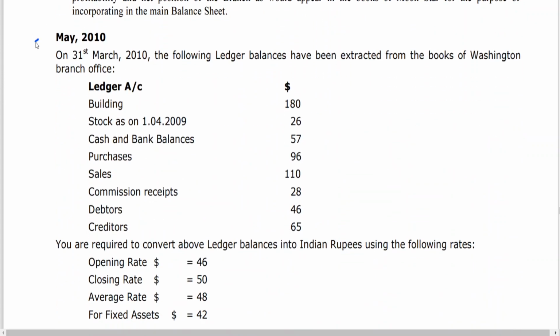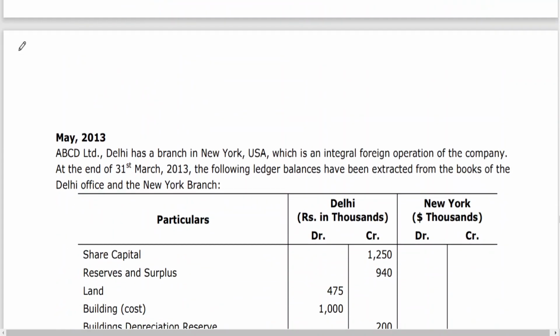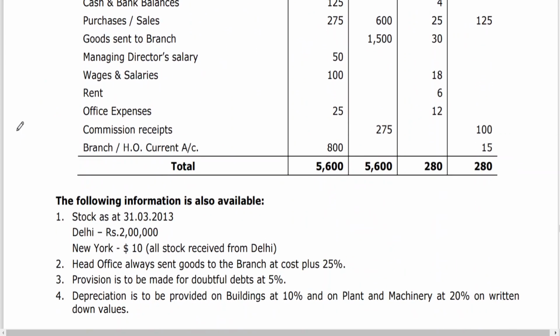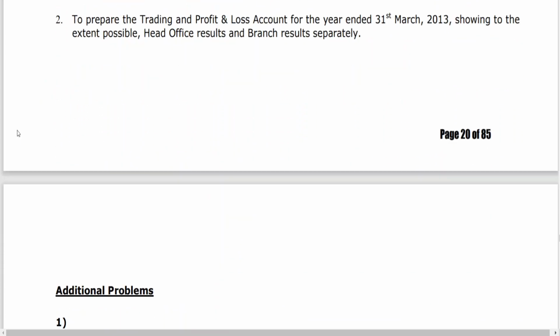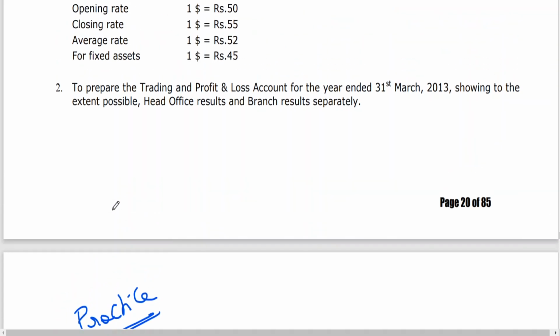This will become the fifth problem. You can make a note in the material. Fifth problem. This is sixth. So we have 6 foreign branch problems. Then these additional problems are for you to practice. So 18 plus 6, 24.